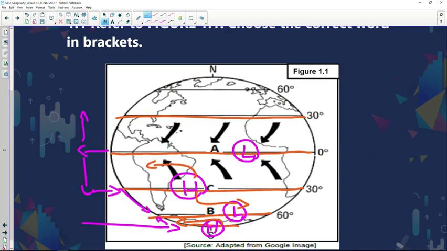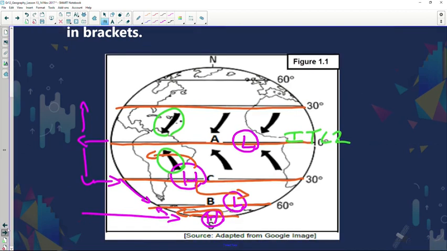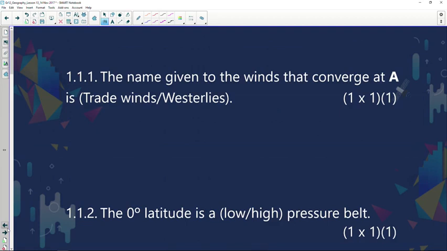Now these winds that converge, the winds they're talking about over here, are these winds over there. The area where they converge, what do we know this as? The ITCZ, Intertropical Convergence Zone, and that is known as the trade winds. So the correct answer there will be trade.